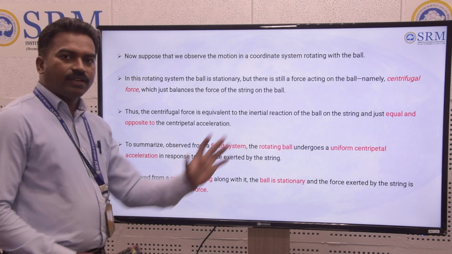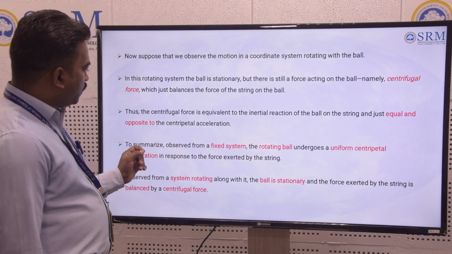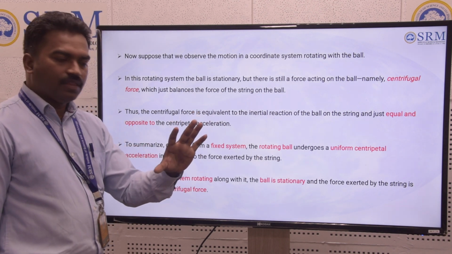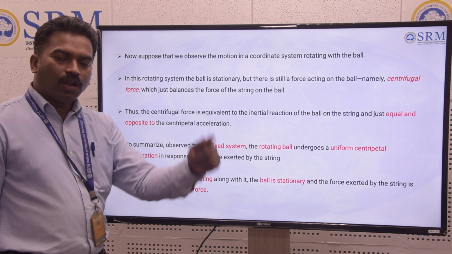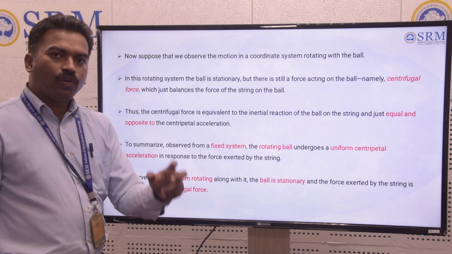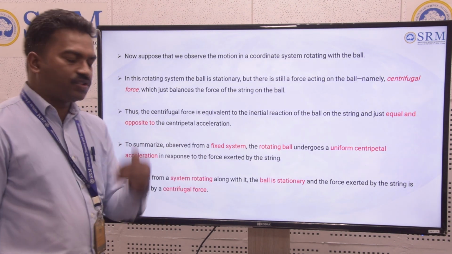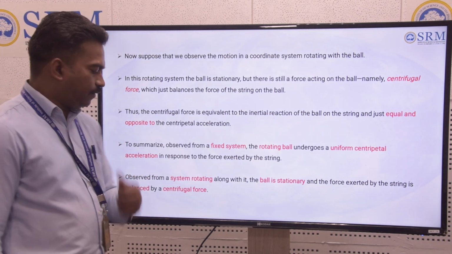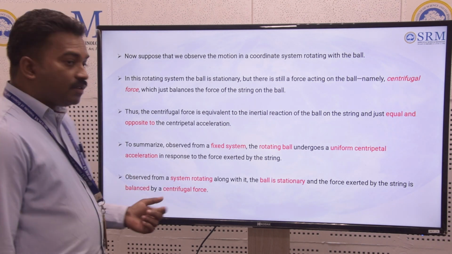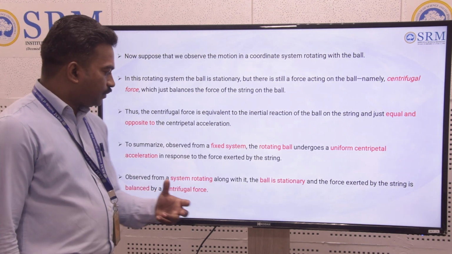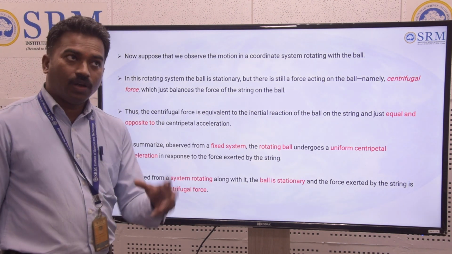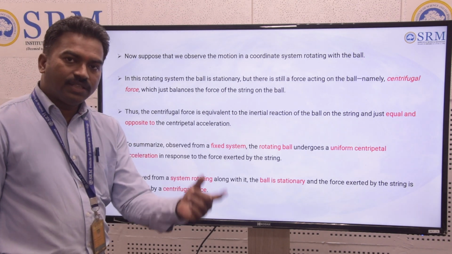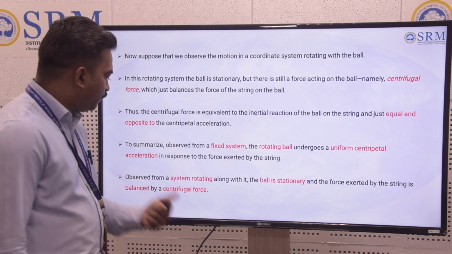To summarize the entire concept, observed from a fixed system, the rotating ball undergoes a uniform centripetal acceleration in response to the force exerted by the string. Observed from a rotating system, along with it, the ball is stationary and the force exerted by the string is balanced by the centrifugal force.